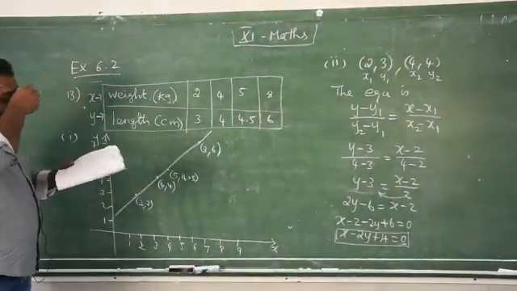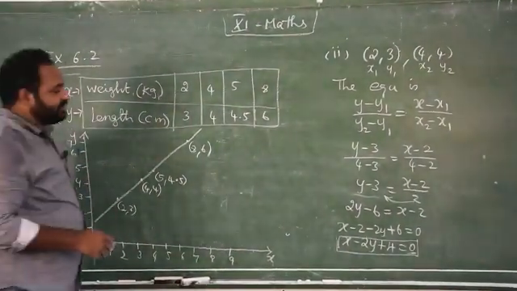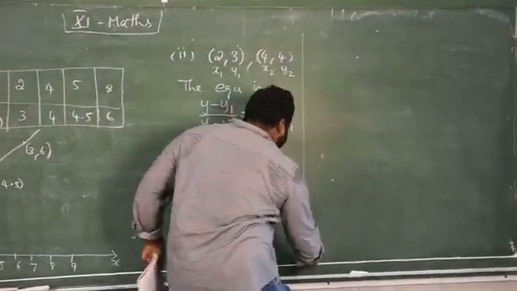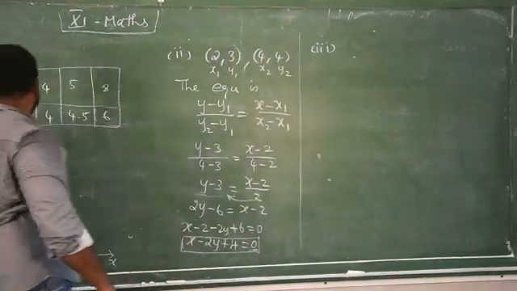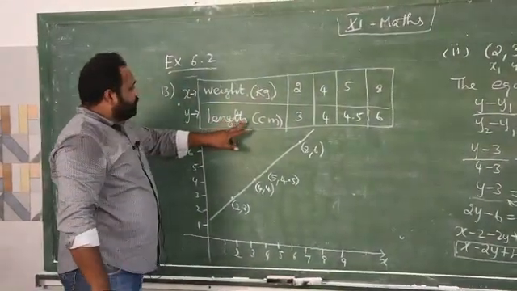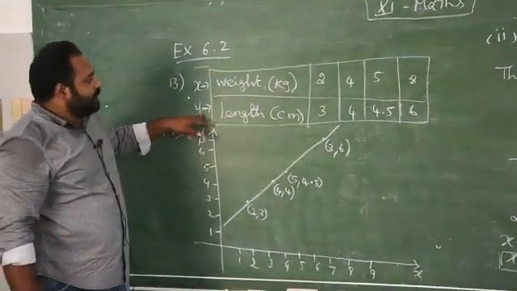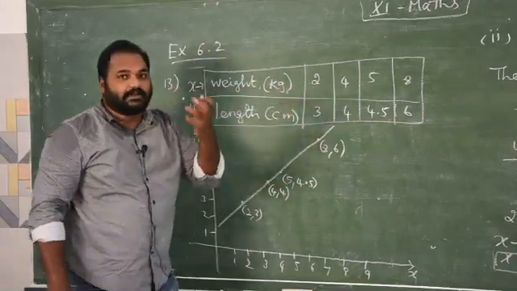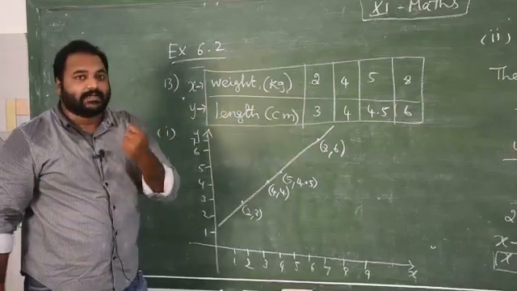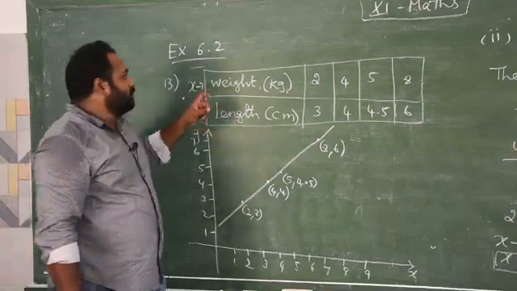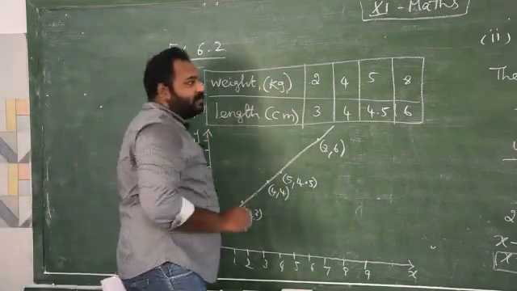Okay, the second answer is over. Third one: what is the actual length of the spring? They are asking us to find the y value. If you attach some weight to the spring, it will stretch. If you do not attach any weight to the spring, we will get the actual length. So if you put x equal to 0, we will get the actual length y.